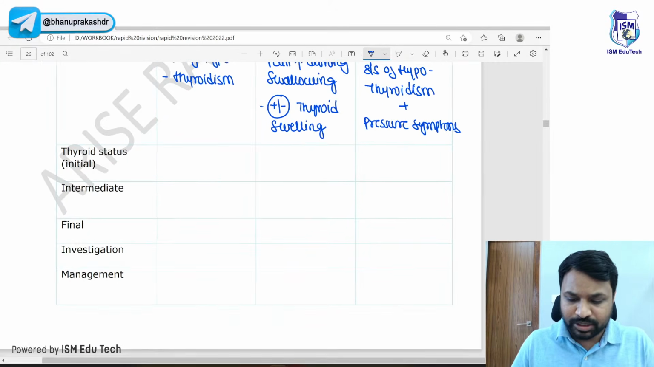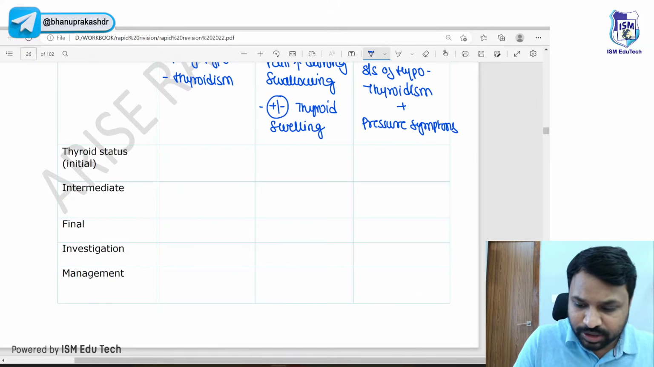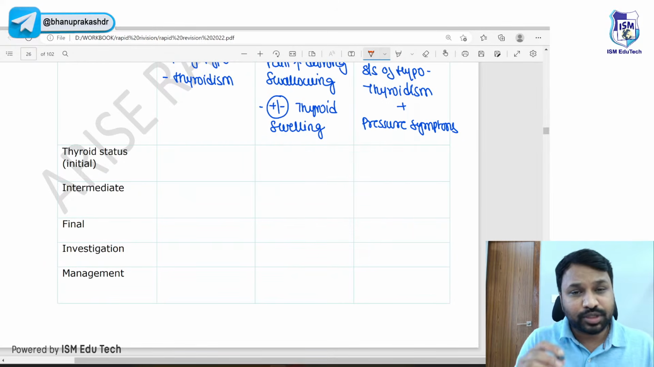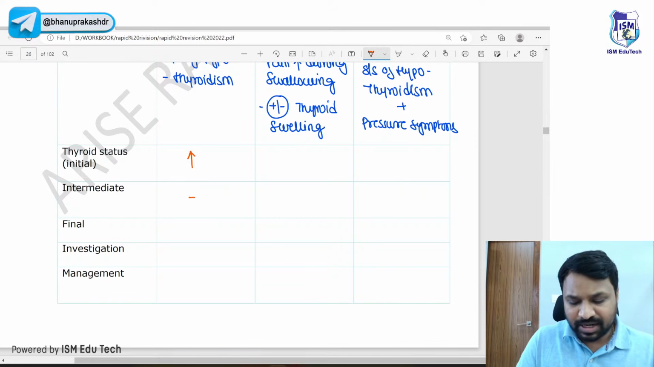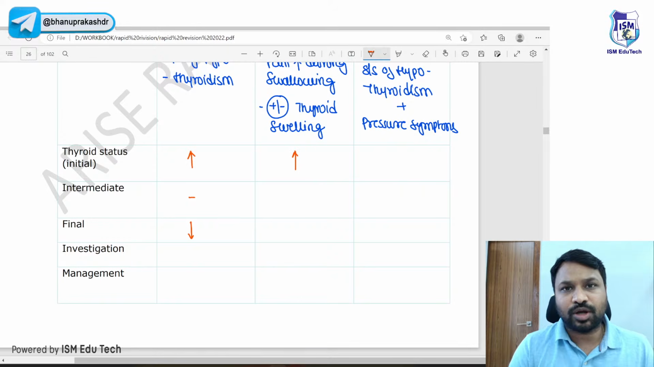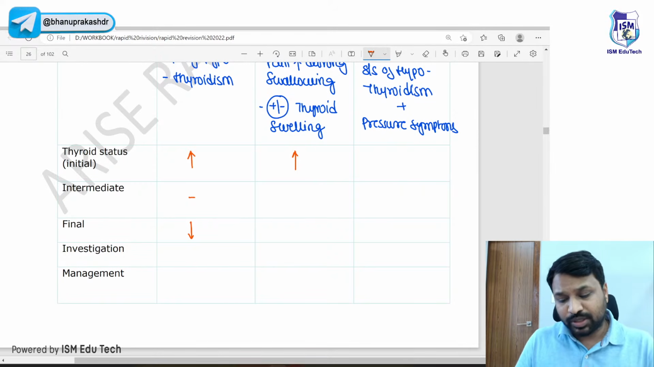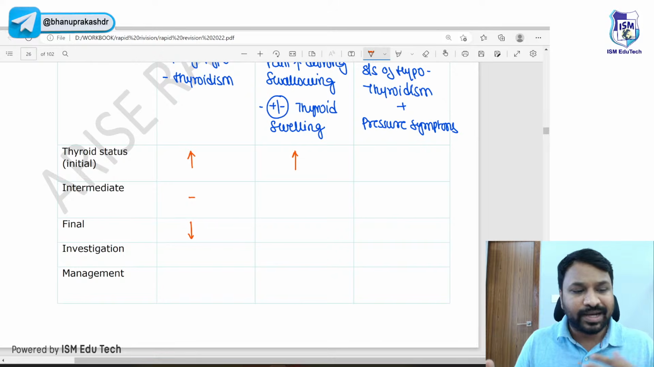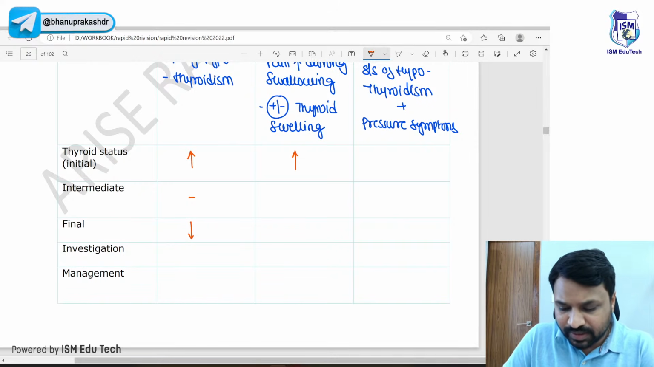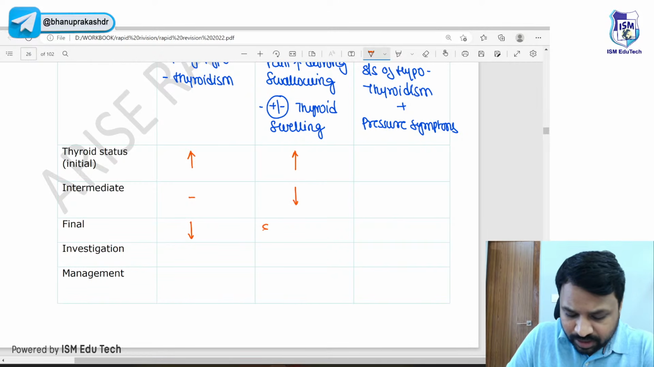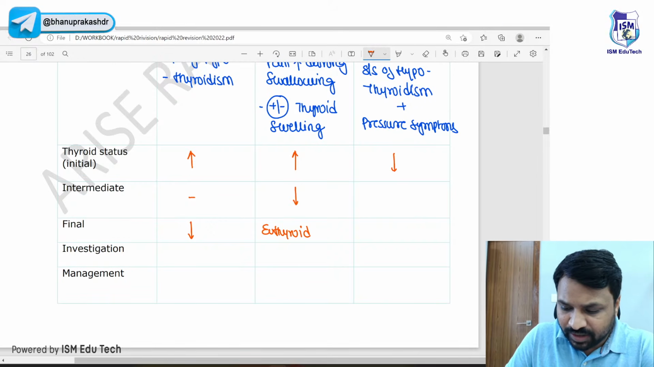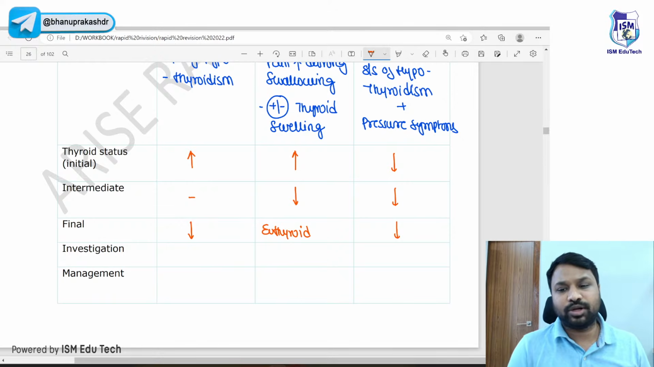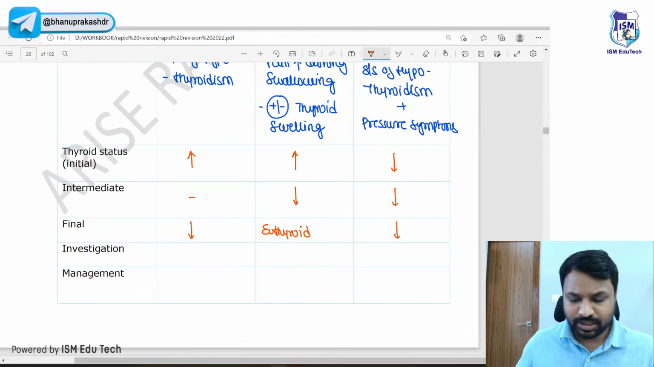When we talk about initial thyroid status, as soon as the follicle ruptures in Hashimoto's, you will see hyper. There is no intermediate, but once the gland fibroses, they will become hypo. In De Quervain's, excessive irritation of the follicles will cause more thyroid hormone release. So initially it is more. Once the inflammation subsides, the follicles will start to build their reserves. So intermediately there will be hypo, but eventually they will become euthyroid. In Riedel's, from day one, because they are getting damaged, it is going to be hypothyroid in status.